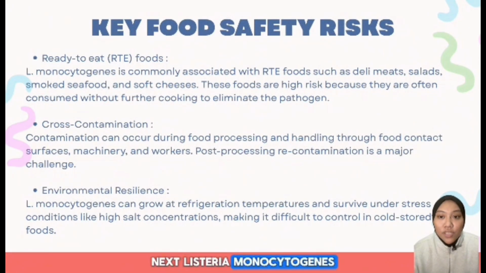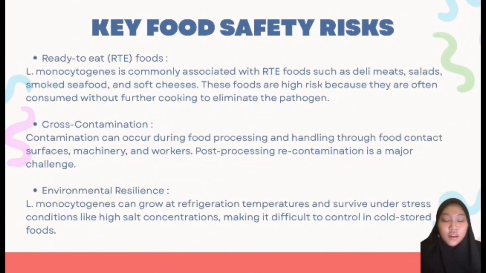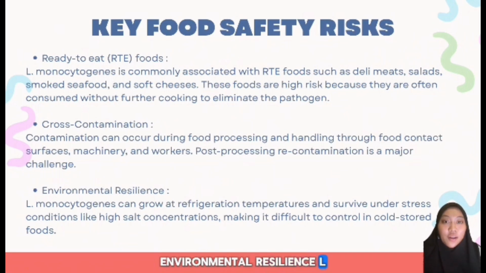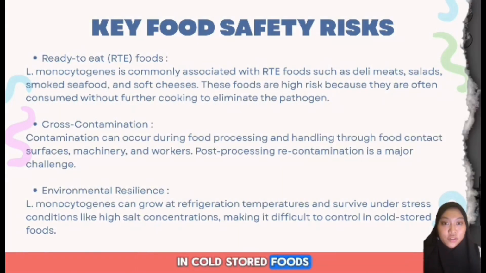Next, Listeria monocytogenes is commonly associated with ready-to-eat foods such as deli meats, smoked seafood, salads, and soft cheeses. These foods are considered high risk because they are usually consumed without further cooking. Cross-contamination can occur during food processing and handling through food contact surfaces, machinery, and workers. Post-processing recontamination is a major challenge. Environmental resilience: L. monocytogenes can grow at refrigeration temperature and survive under stress conditions like high salt concentration, making it difficult to control in cold stored foods.